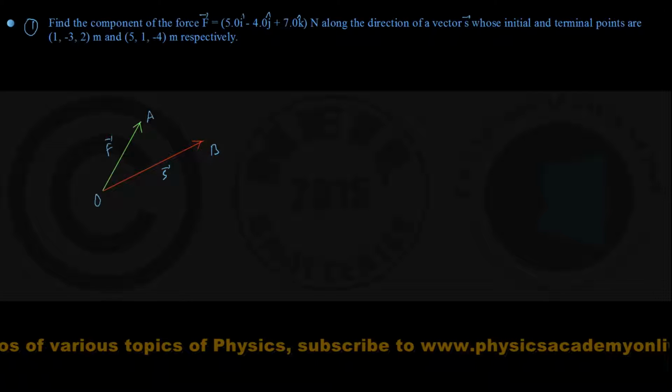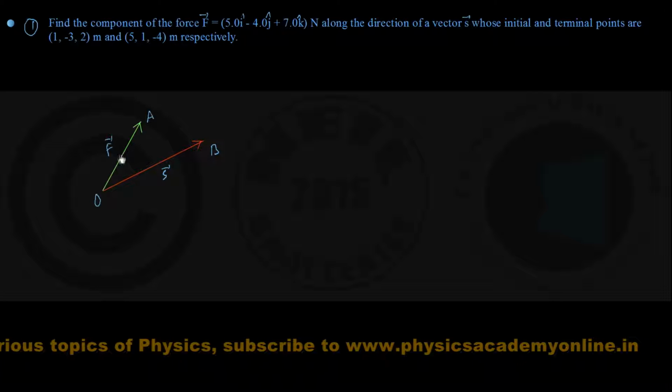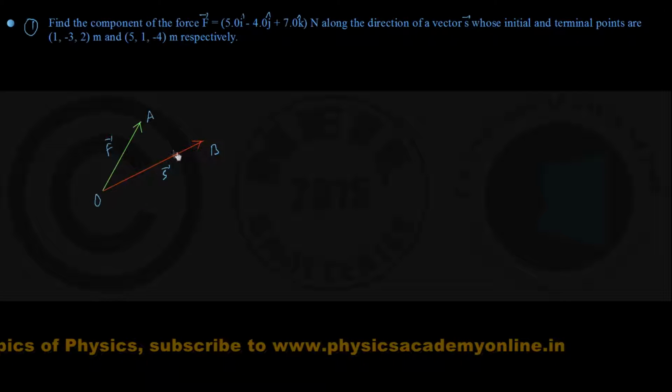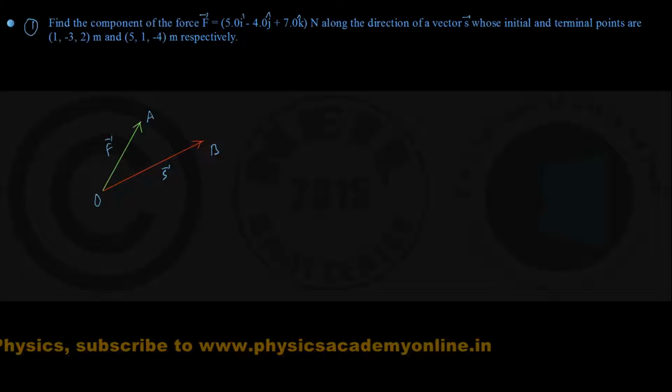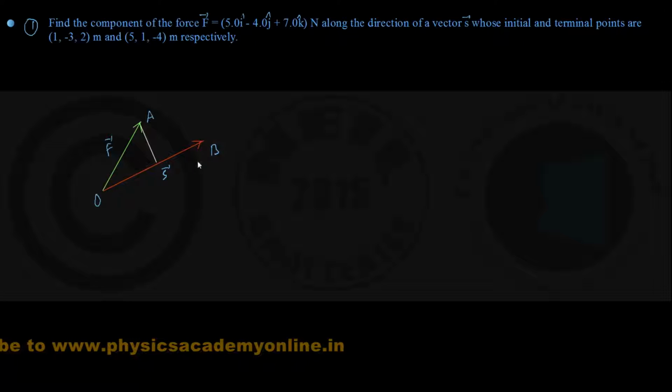And you are supposed to find out the component of the force vector in the direction of the displacement vector S. First of all, we drop a perpendicular from the point A on the line of action of S vector and call the foot of the perpendicular to be the point C, say. This angle is of course 90 degree. And then this length OC, this line segment's length represents the component of the force vector in the direction of the displacement vector.